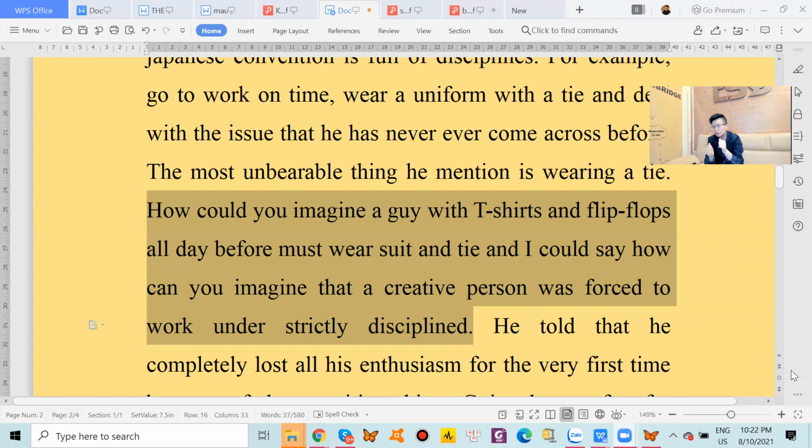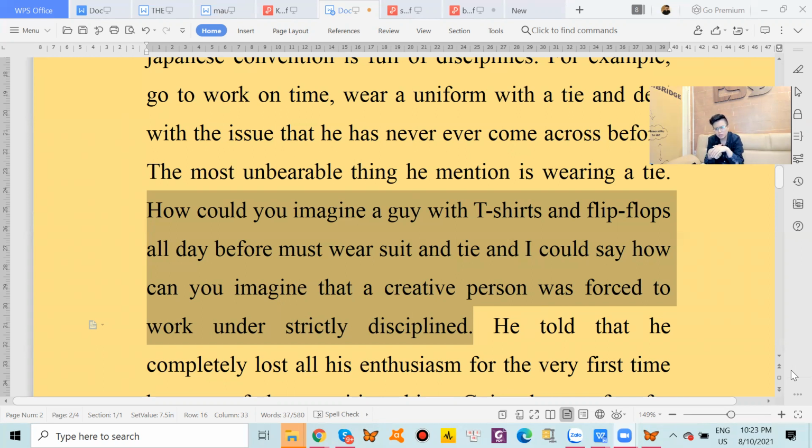So right here, you use the word discipline as an adjective in English, and strictly as an adverb. An adverb goes with an adjective, and after the adjective, you need to have a noun. So right here, under strictly disciplined regulation, or under strictly disciplined system. Okay, here goes the corrected sentence of this big sentence.